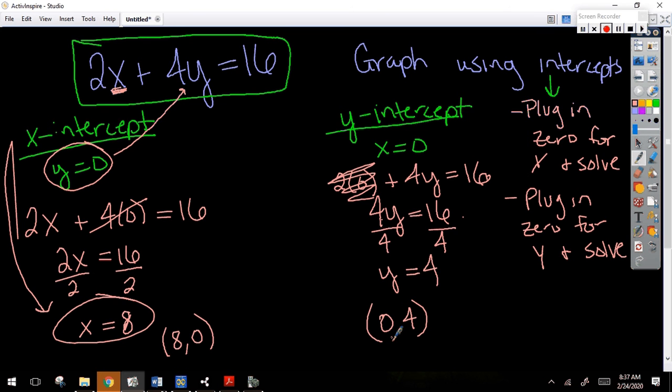So now I'm ready to graph, because remember my instructions were what? Look beside the problem up there at the very top. Graph using intercepts. So I found the intercepts first, and now I'm going to graph using those intercepts. So get out your graph paper. Let me write these 2 points down so we don't forget them. 8, 0, and 0, 4.